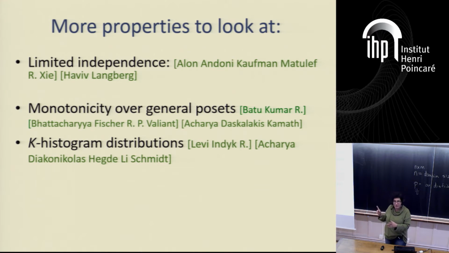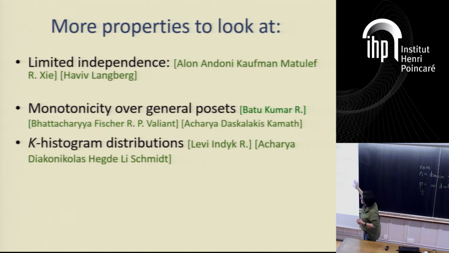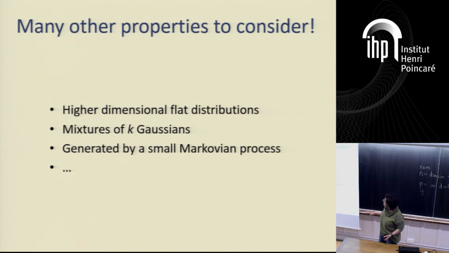I'm probably forgetting some recent work on this one, but something's ringing a bell that I'm forgetting something. But in any case, at some point, those were the results, that they were off by a square root factor. You can also look at monotonicity over general posets. There's a lot of open questions here. There are some things known, some things not known. For example, monotonicity over the hypercube. There's been work specifically on k-histogram distributions. I think that fits in with what I mentioned before, and lots more. So I just want to say there's a lot of different properties that haven't been looked at.